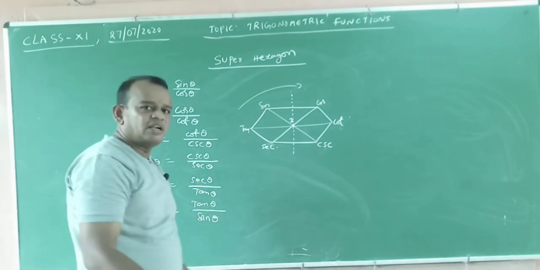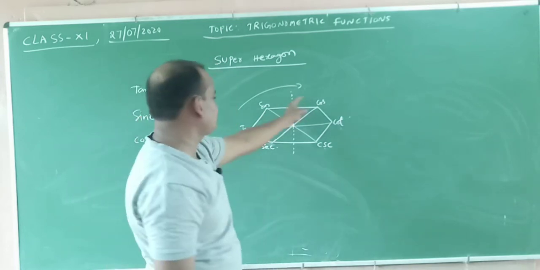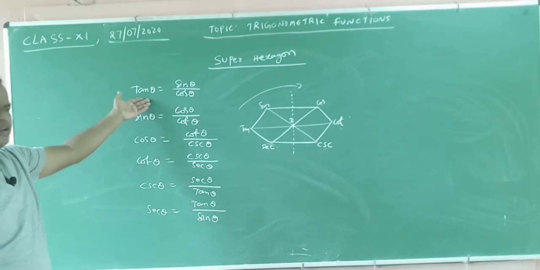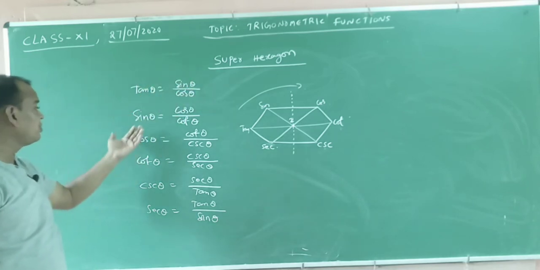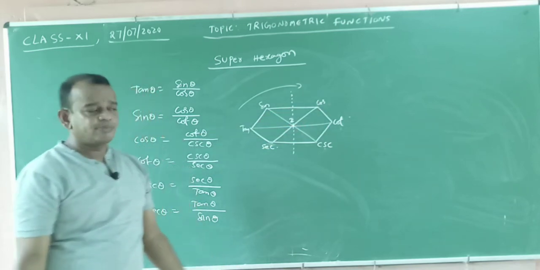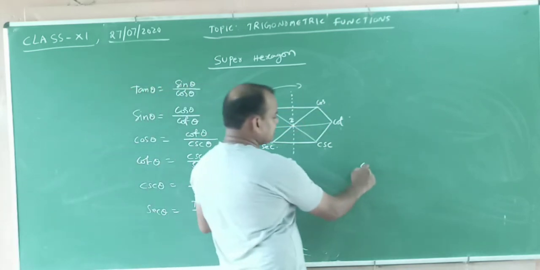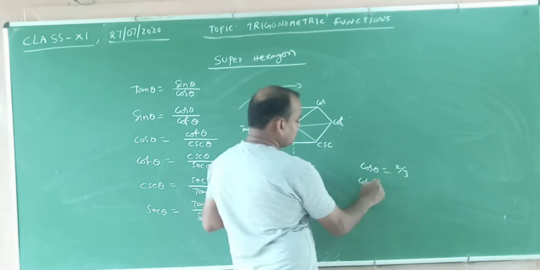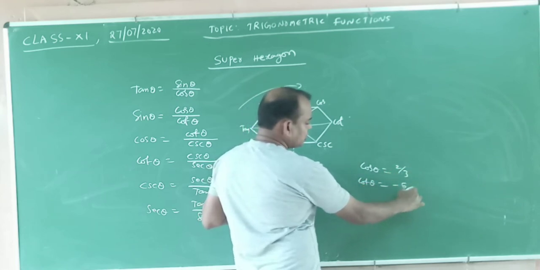Simple. Keep in mind the super hexagon, how to allot the first vertices. After that, how to write the formulas. Tan theta formula: you know the formula, tan theta is sin theta by cos theta. Remaining, sin theta formula. Sin theta, how to write? Cos by cot. Simple. First of all, from the examination point of view, cos theta is given. Cos theta equals 2 by 3 is given. Cot theta is, suppose, minus pi by 4 is given.